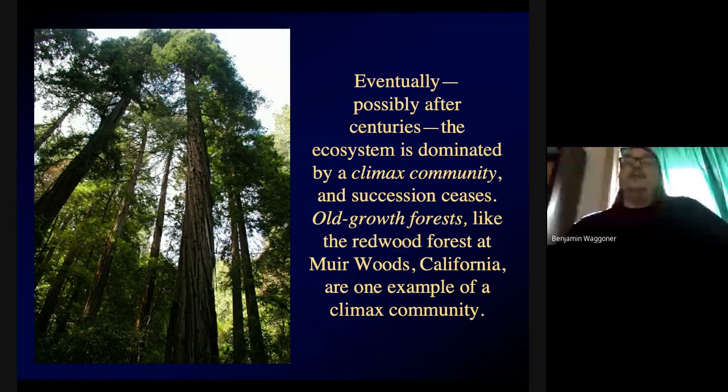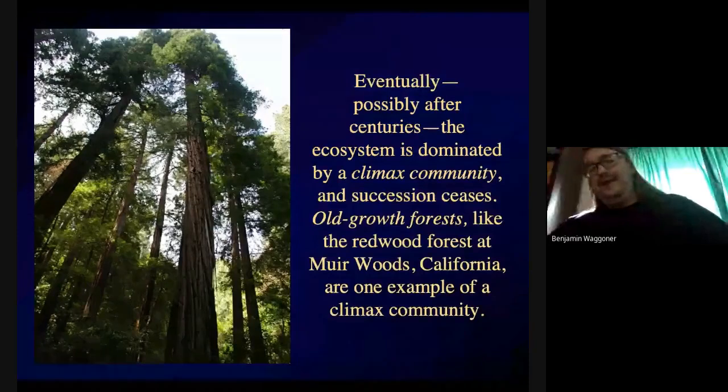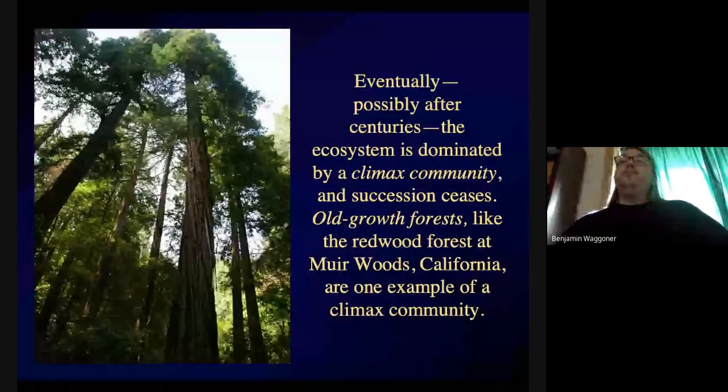And this is an example of a climax community. There's no underbrush because the redwoods throw so much shade that not much else can grow under them in their shade. And that's pretty much where ecological succession comes to an end, once it's dominated by this climax community that's taken hundreds of years to reach this state.